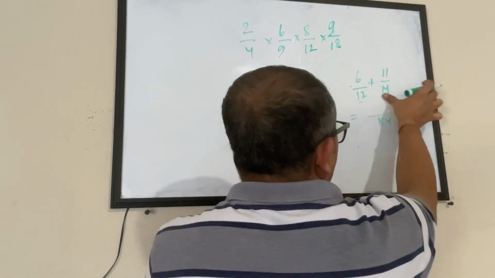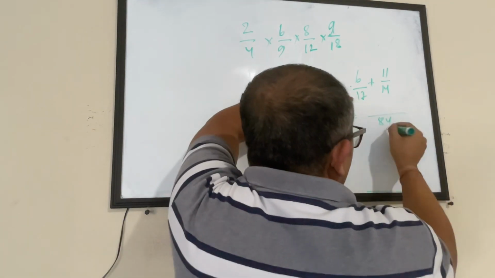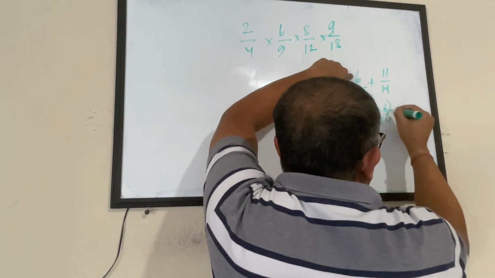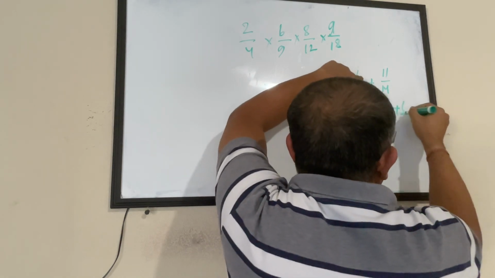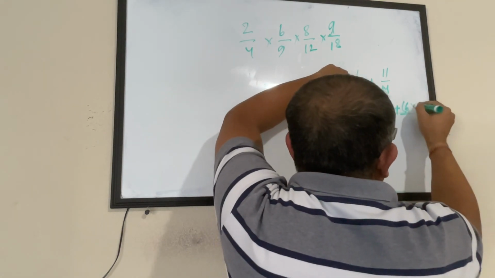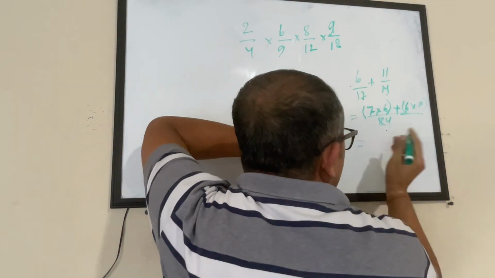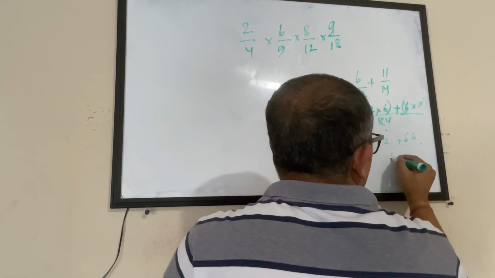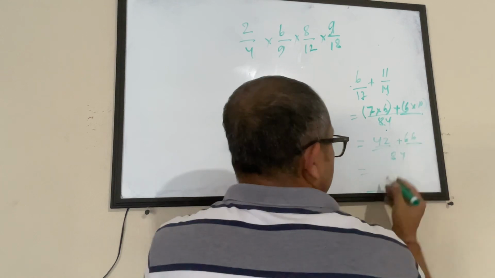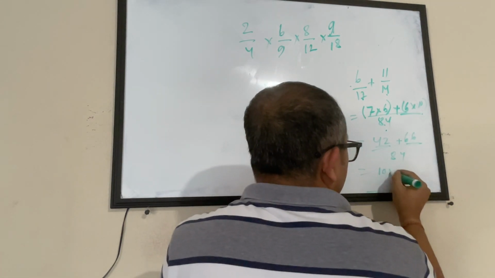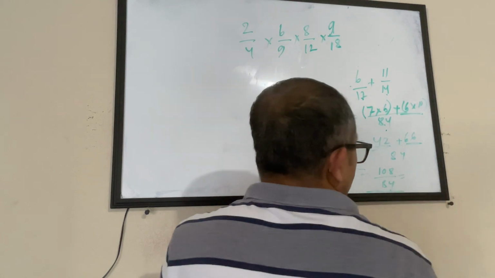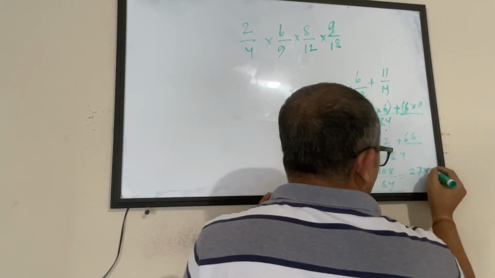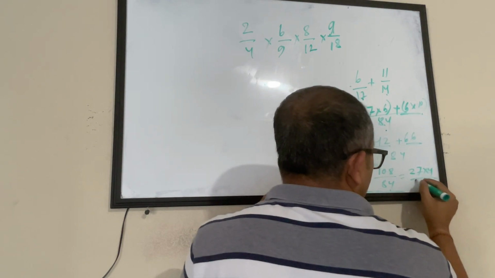Then you pick the first number, 12. How many times 12 gives you 84? 7 times. Multiply that with the numerator, that is 6. Close the bracket. Then you have a plus sign. Then 14 into 6 gives 84, multiplied by 11. 7 times 6 is 42, plus 6 times 11 is 66, divided by 84. That becomes 42 plus 66, which is 108, divided by 84. And this becomes 54 into 2, 27 into 4 divided by 21 into 4.